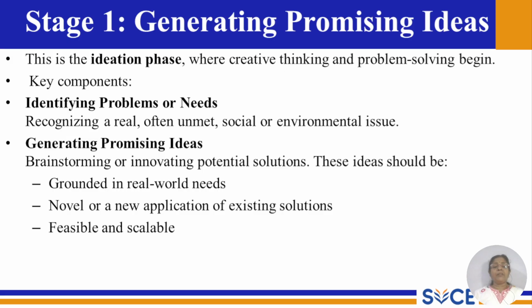So we need to generate promising ideas. So how to generate promising ideas? We have to discuss, we have to brainstorm to arrive at a potential solution. These ideas should be grounded in real world needs. So that is really needed, that is really an urgent one. Novel or new application or existing solution. So already some solution might be there, so you can redefine it or refine it. The solution should be feasible and also should be scalable.